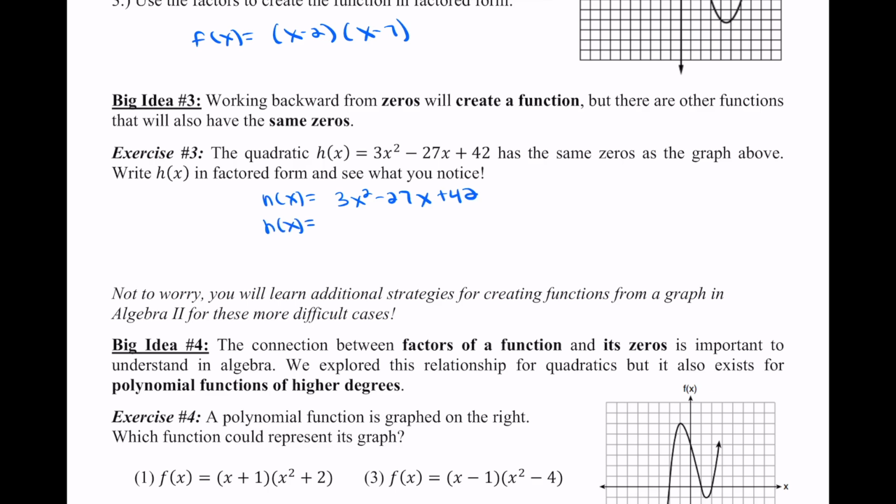So going through my factoring strategies, I notice there's a GCF of 3. We'll pull that out. We'll then factor that trinomial, finding a pair of numbers that multiply to be 14 but add to be negative 9. That pair of numbers is negative 2 and 7.